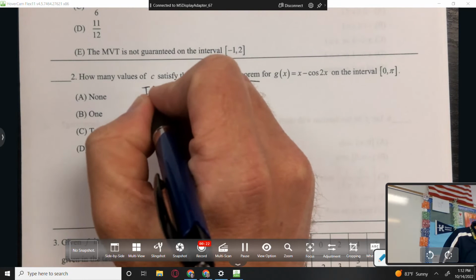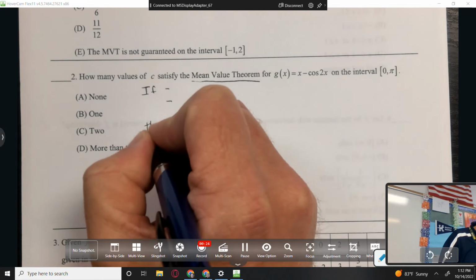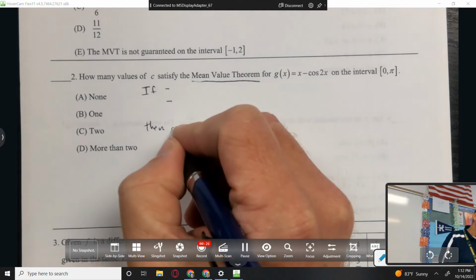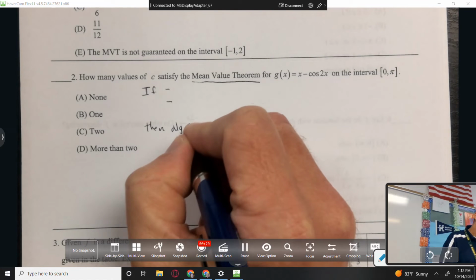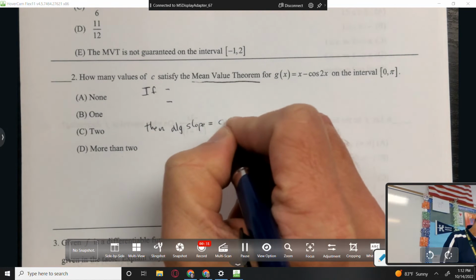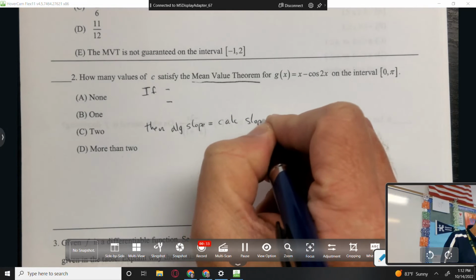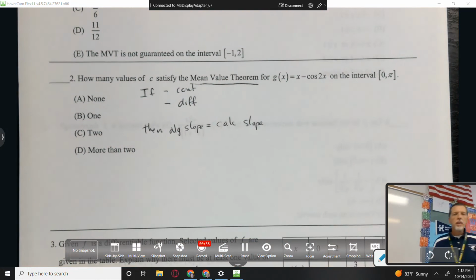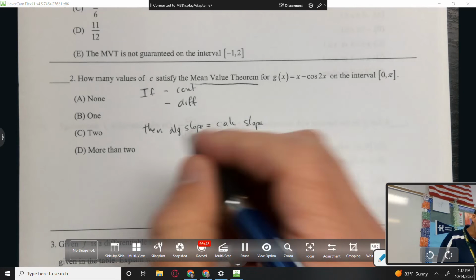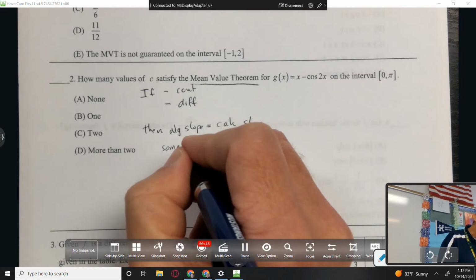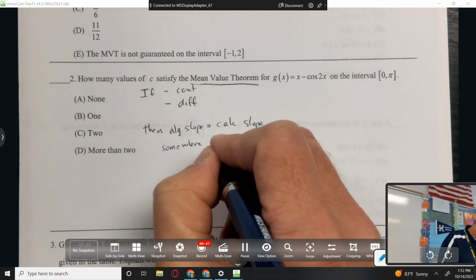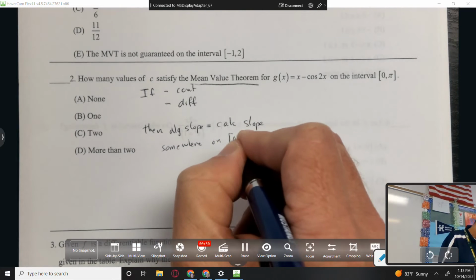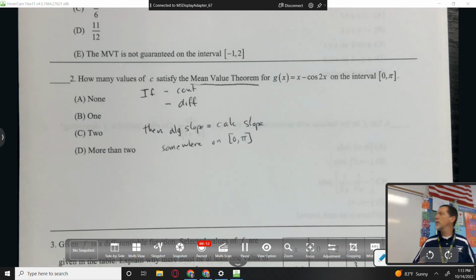Let's think. If two things are true, continuous and differentiable, then algebra slope equals calculus slope somewhere on the interval. But the endpoints aren't eligible, so we have to throw those out if that comes up.